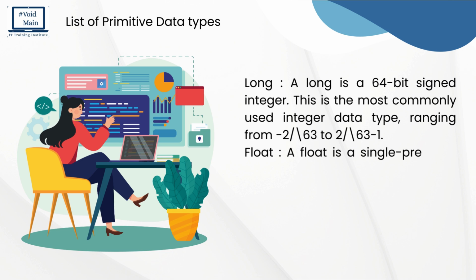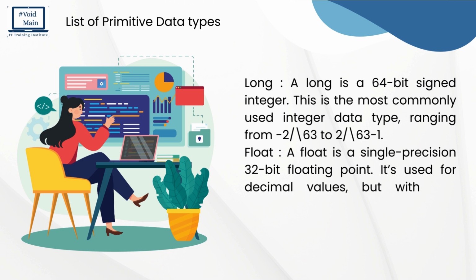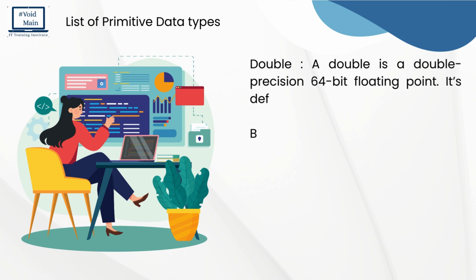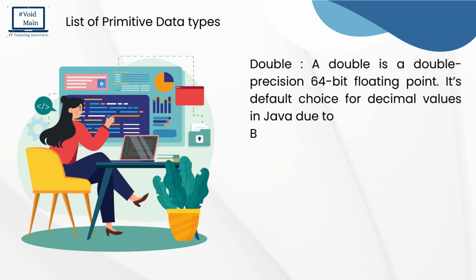Float. A float is a single precision 32-bit floating point. It's used for decimal values but with less precision compared to a double. Double. A double is a double precision 64-bit floating point. It's the default choice for decimal values in Java due to its greater precision.